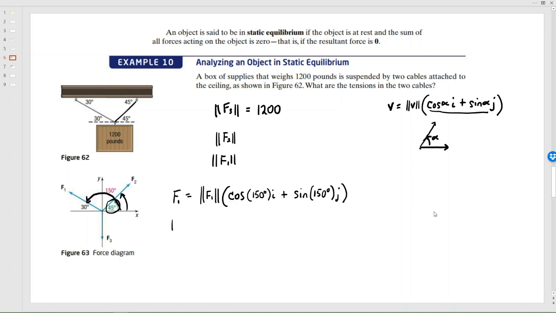F2 is going to be the magnitude of F2, and then times the unit vector in its direction based on the angle of 45 degrees for F2. So cosine of 45 degrees i plus sine of 45 degrees j.